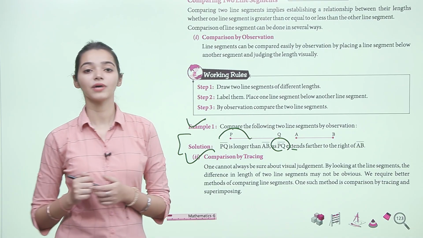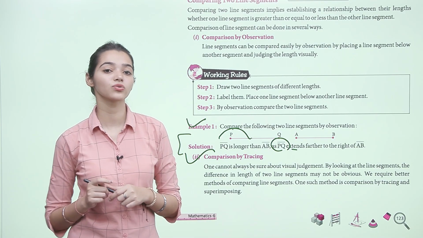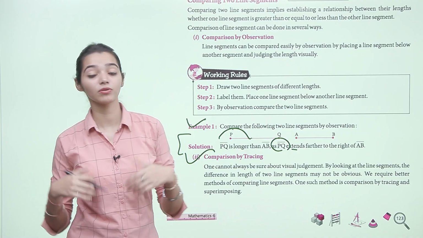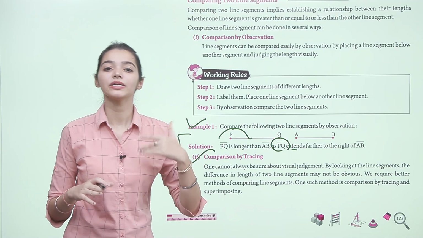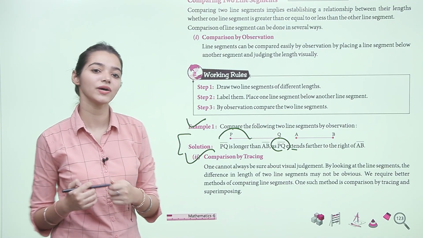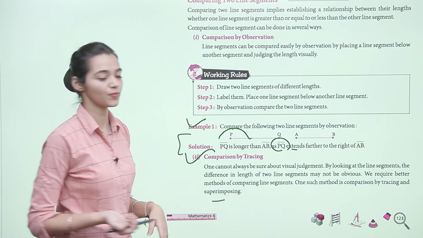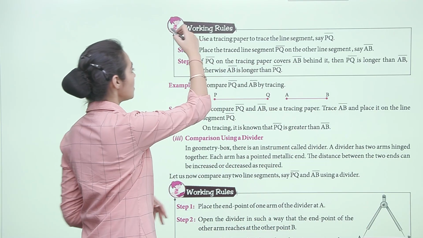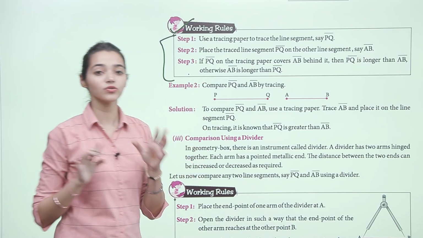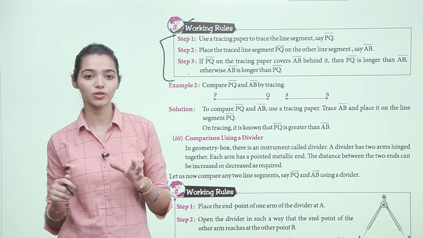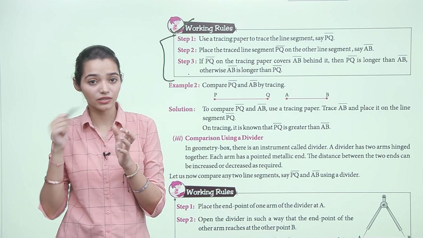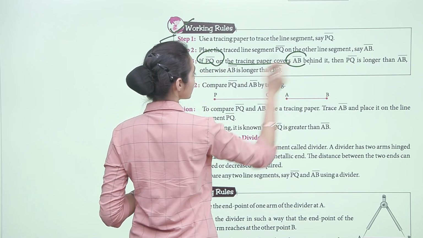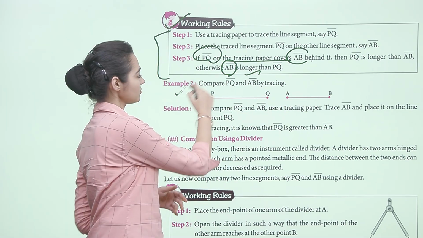Next is comparison by tracing. One cannot always be sure about visual judgments, and by looking at the line segments, the difference in length may not be obvious, so we require better methods, and one such method is by tracing or by superimposing. Working rules are: we will use a trace paper to trace a line segment PQ, then we will place the traced line on the other line segment, and if PQ on the tracing paper covers AB behind it, that means it is longer, otherwise AB is longer.